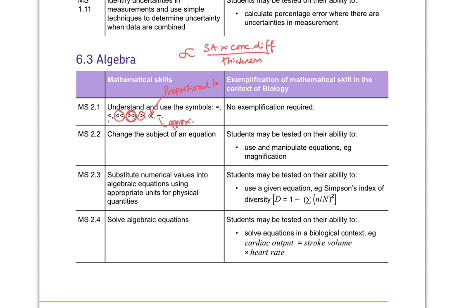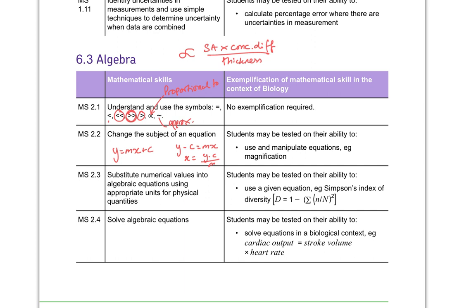Magnification seems a bit easy, but if it was y equals mx plus c, and I want it in terms of x, well, I need to minus c from both sides, so y minus c equals mx. Then I need to divide both sides by m, so x equals y minus c over m. Just do it in steps, like you were taught.